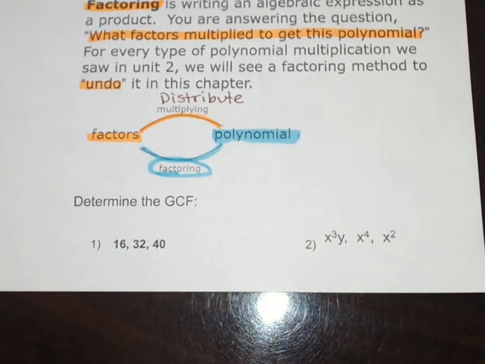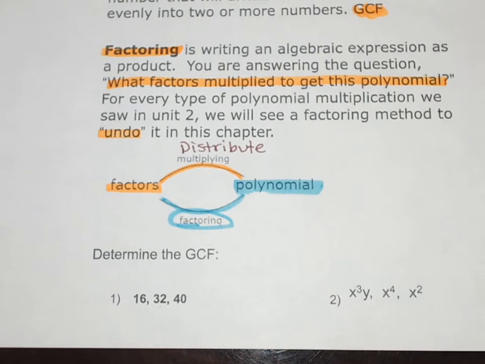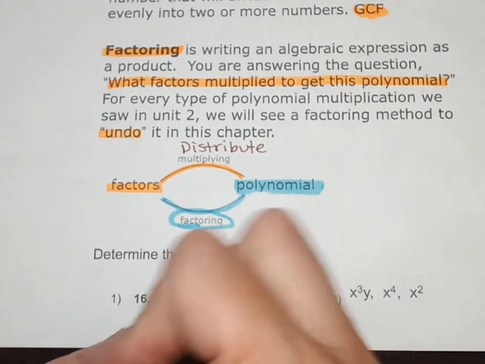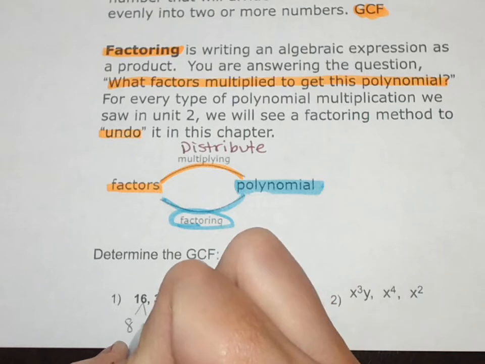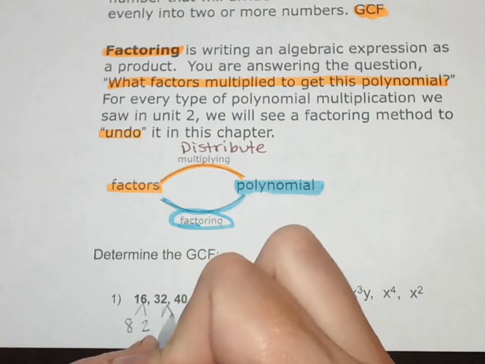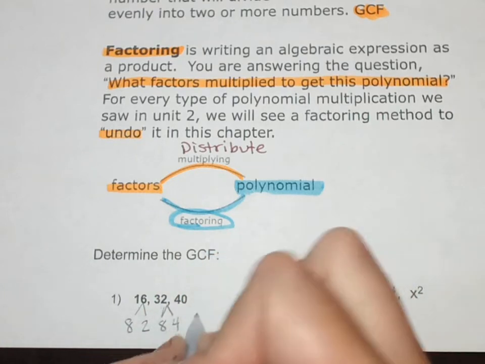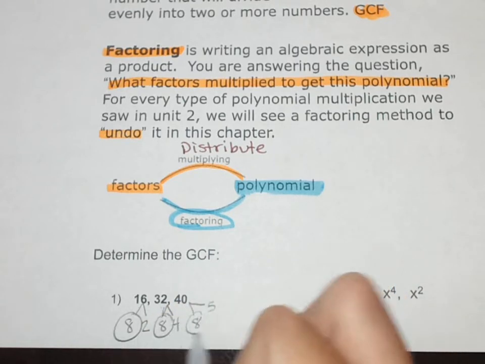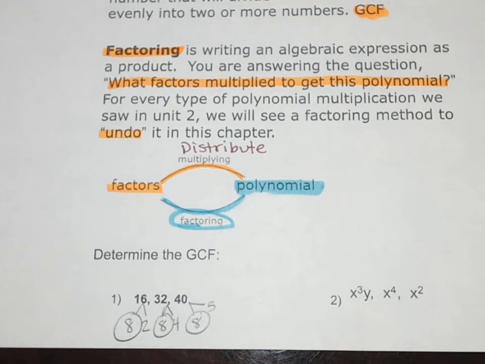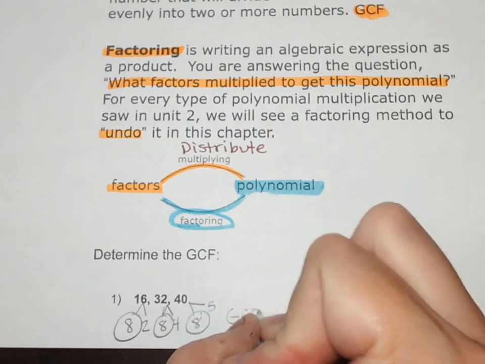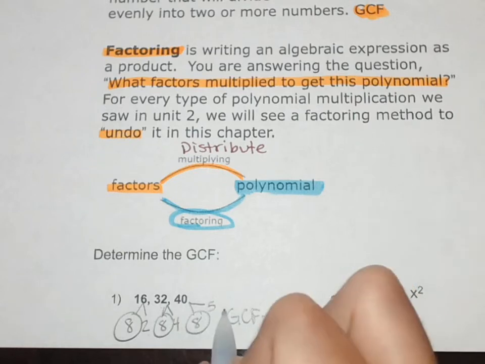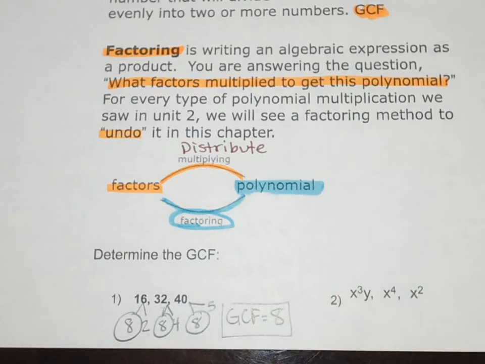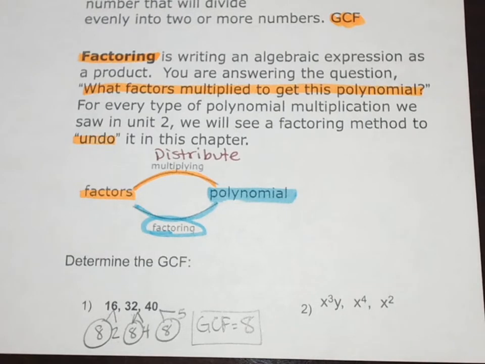So 16, 32, and 40. If you think about the greatest common factor, well, there's a lot of factors of 40. But let's go with the greatest factor. So let's do 8 and 2 for 16. 32 is 8 times 4, and 40 is 8 times 5. So if you notice, all of these numbers have a factor of 8 that's common. And that's as high as we go, because 2 will not divide into 5, and 4 does not divide into 5. So your GCF for these 3 numbers is 8. That's the greatest common factor. It's the highest number multiplied into all 3 numbers.